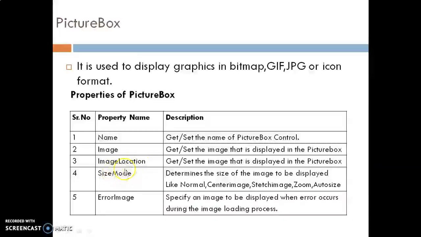Then size mode. This size mode property determines the size of the image to be displayed. It has values like normal, center image, stretch image, zoom, auto size. Then next property is error image. Error image specifies an image to be displayed when an error occurs during the image loading process. For example, whenever the user writes a wrong path of the image, then the error image is called and the image set in the error image property is displayed.